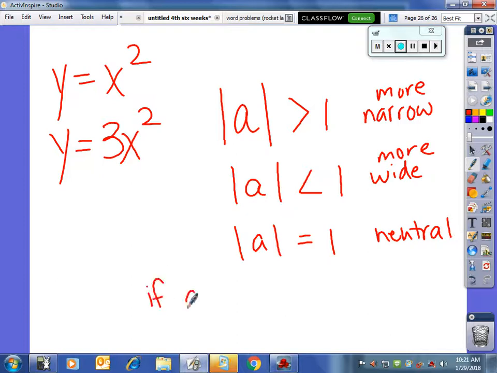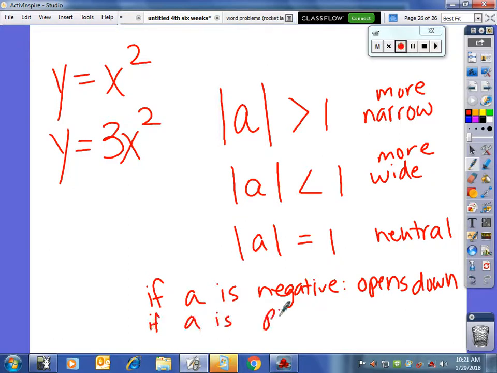Now, what about if a is negative, though? What does the negative do? It just opens down instead of up. That's all the negative does. The negative doesn't affect the width. The negative just affects the way it opens. It's going to open down. It's going to be a frown instead of a smile. If a is positive, then we say that that is opening up. A smile. Are you with me?